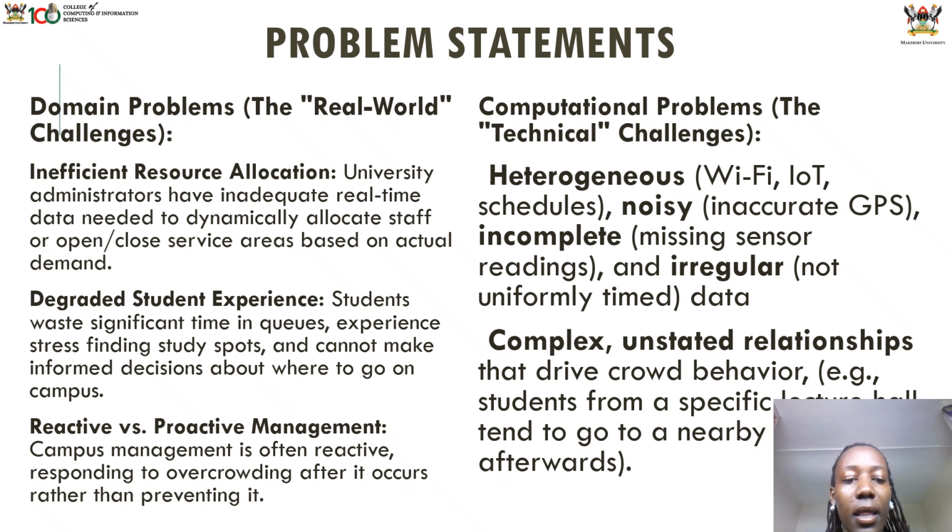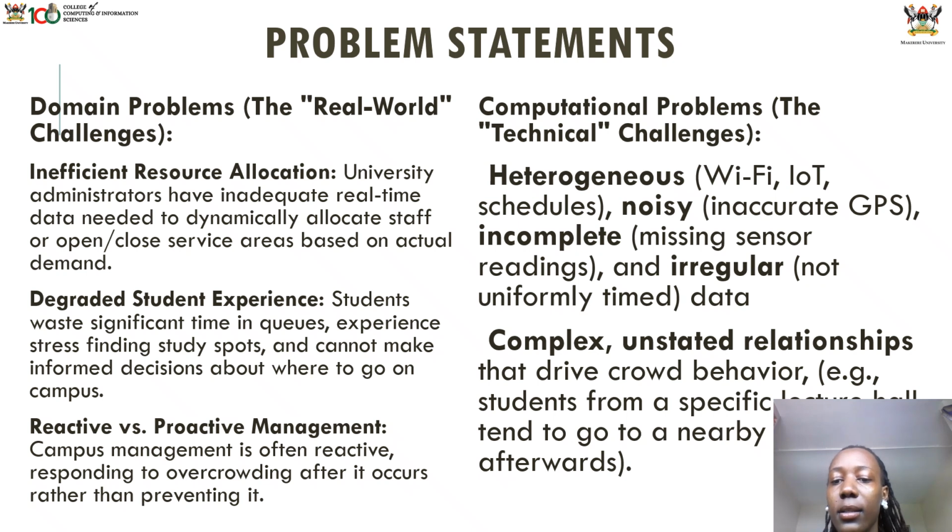We also have the other one, reactive versus proactive management. In universities, crowd management is more reactive, they respond to these crowds after they have already occurred. Then when we go to the computational problems, these are basically technical challenges whereby the data we are going to use is heterogeneous. We have Wi-Fi and GPS data that are normally noisy, sensor data which is normally incomplete, irregular, non-uniform time data, and we also have complex unstated relationships.